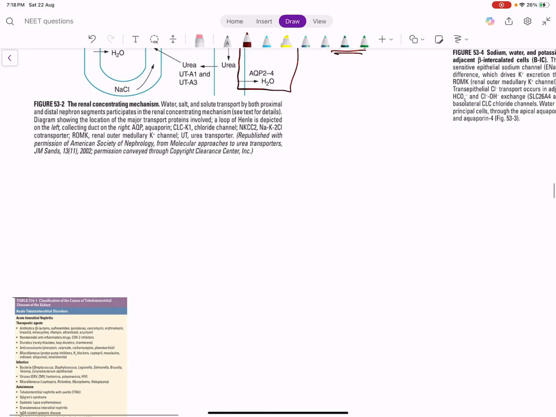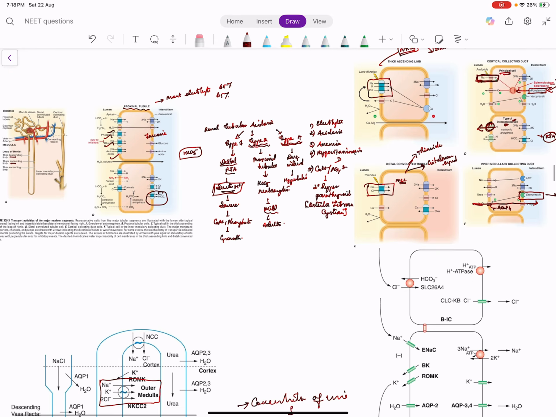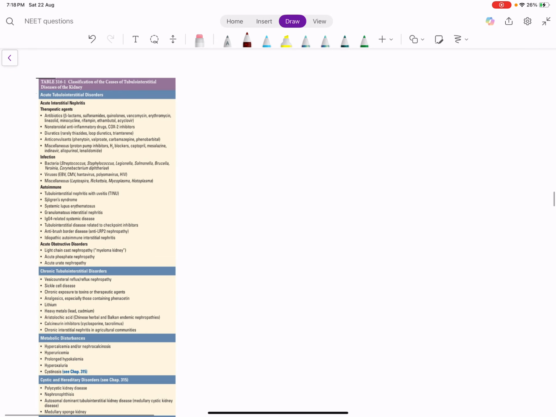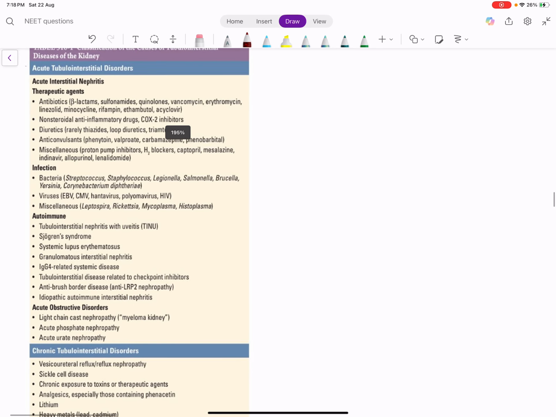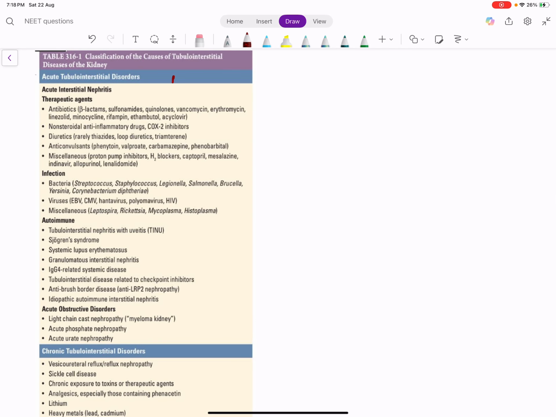So I took some time to discuss about this basic because if you understand that, understanding this table is very, very easy. Okay, so tubular diseases, I told you tubular or interstitial diseases.